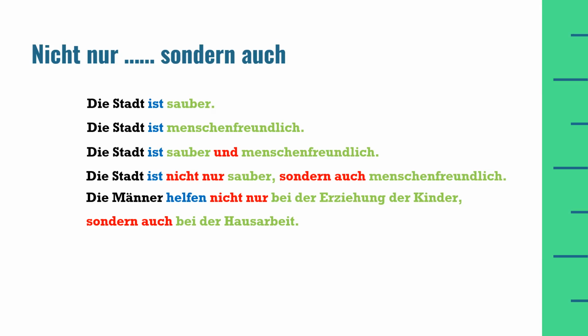Then comes bei der Erziehung der Kinder. Bei der Erziehung, bei is a dative preposition and Erziehung is a feminine noun, so we will use definite article from a dative case for feminine noun, which is der. Bei der Erziehung, der Kinder is the genitive case that we haven't covered so far. We will cover it in B1 level. Then we will put a comma and we will use sondern auch, and then we will mention the second thing with which the men help, and that is bei der Hausarbeit, which means household work.